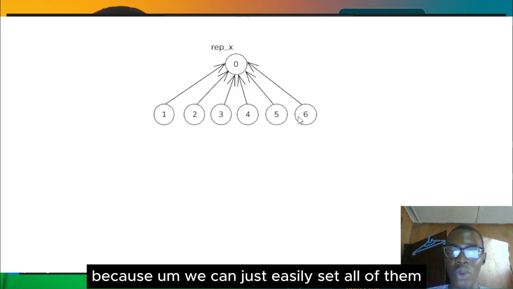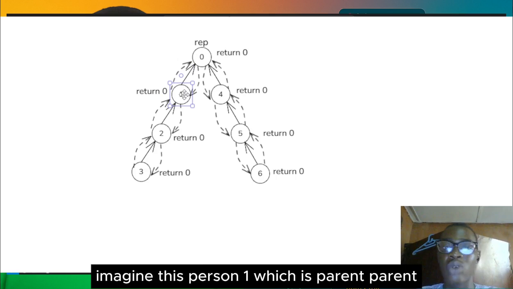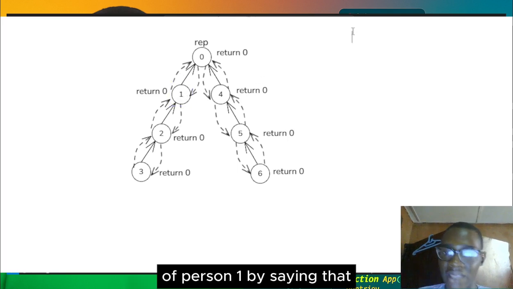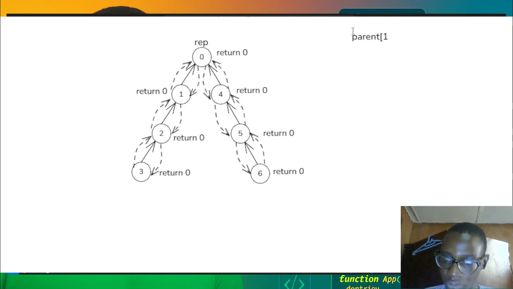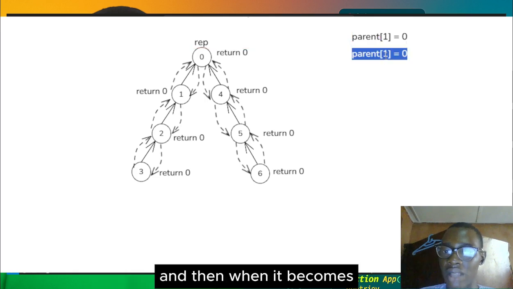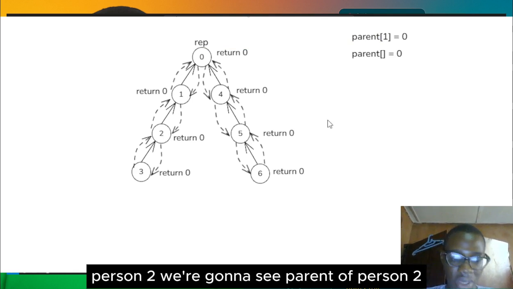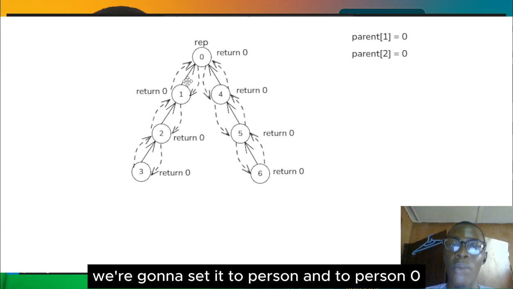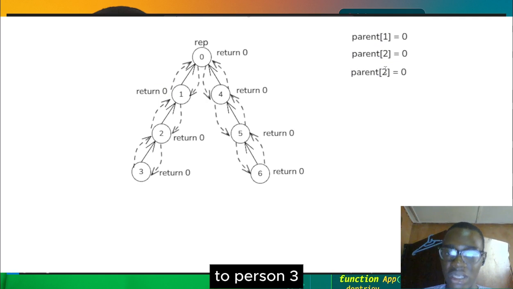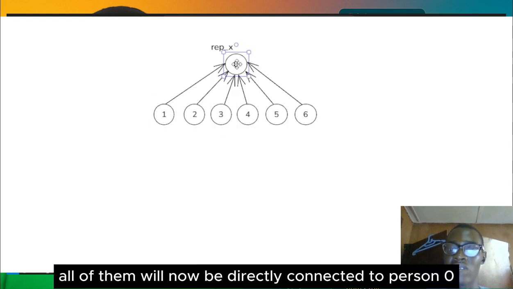Why? Because we can just easily set all of them. So when it returns 0 to this person 1, imagine this person 1, which is the parent, we can just set the representative of person 1 by saying the parent of 1, because it has returned 0, we are gonna set it to 0, so that next time it will know that it is 0. And then when you send that same 0 back to person 2, we're gonna say parent of person 2, instead of setting to person 1, we're gonna set it to person 0. Similar thing applies to person 3. So we're gonna set its parent to 0 instead of 2, right? So that way now all of them will be directly connected to person 0.